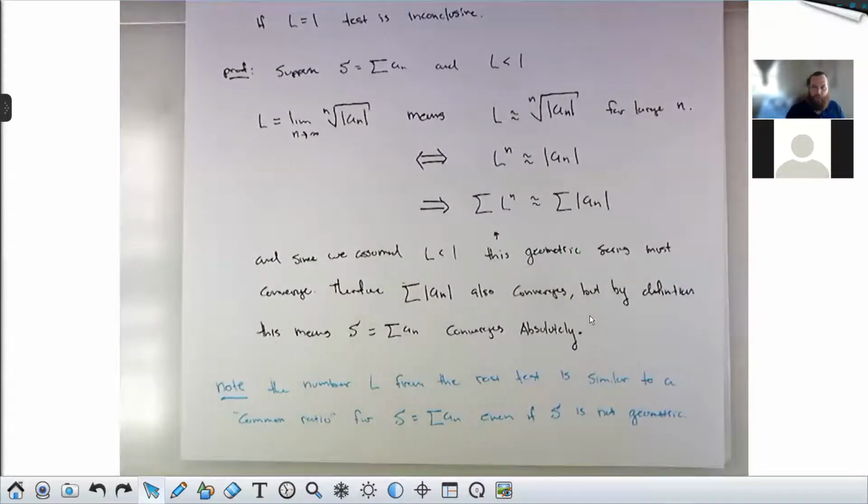In other words, it's almost like a comparison. You're almost comparing this to a geometric series. It says your series, whatever crazy thing that is, here's the geometric series that is most similar to your series. And definitely if you apply the root test to any geometric series, it will give you the common ratio for that series.